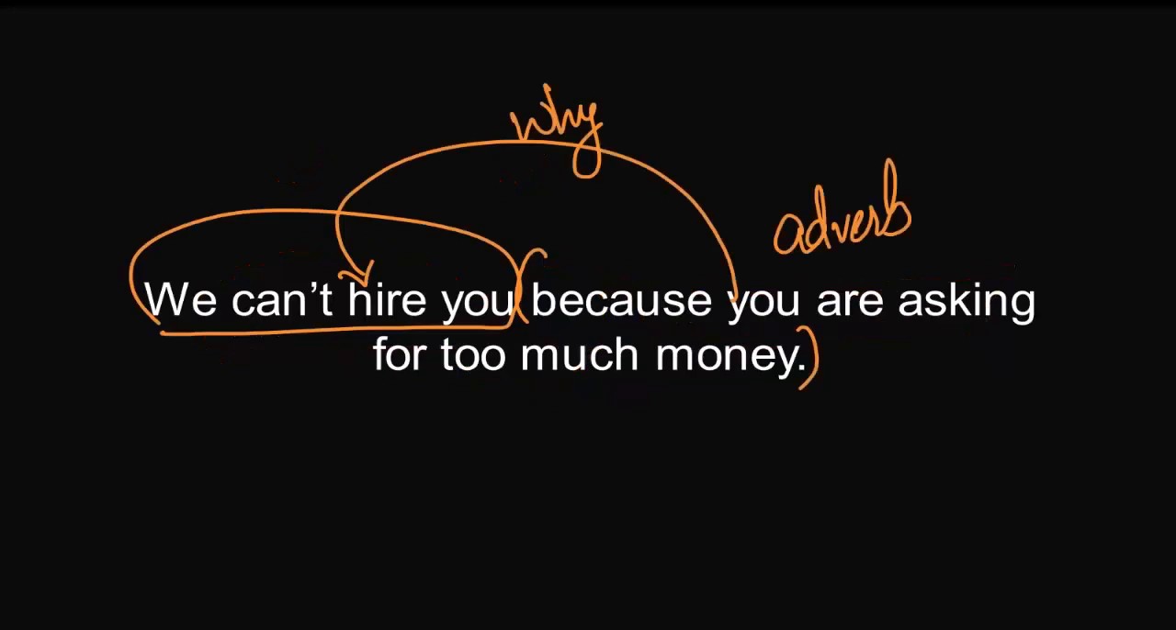So we can't hire you because you're asking for too much money. So we can take this piece of information out and the sentence would still be fine. We can't hire you. That's okay. But here in this example, the dependent clause is working as an essential part of the sentence. Something that you should actually note.